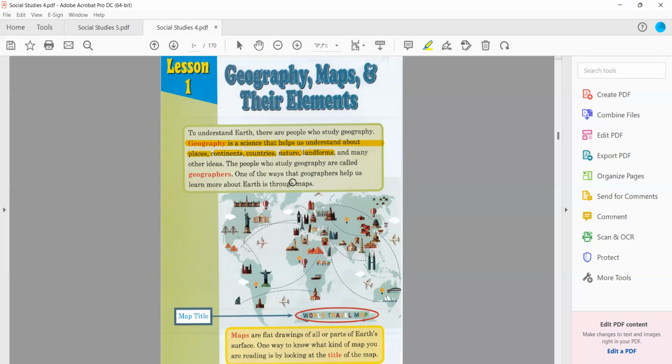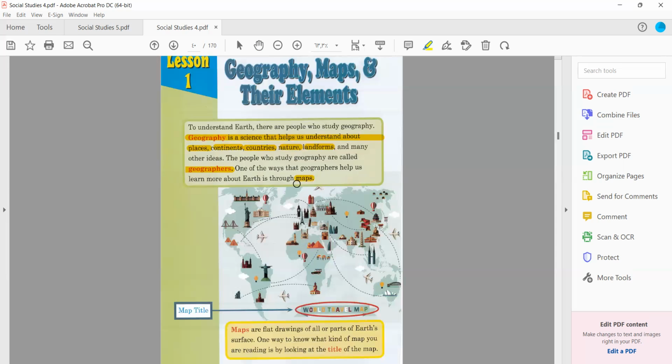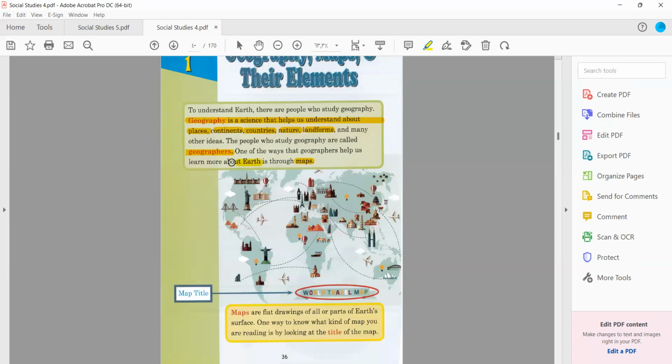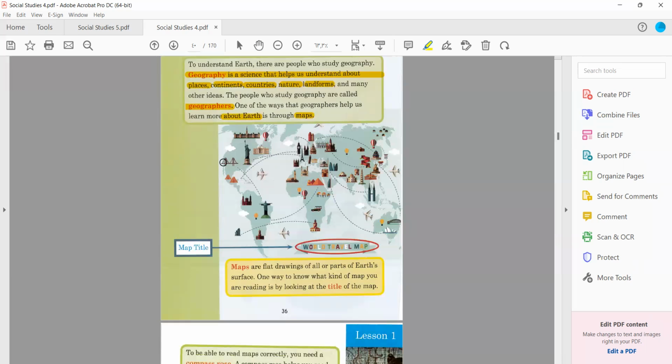The people who study geography, we call them geographers. So anyone who studies maps and geography is called a geographer. One of the ways that geographers help us learn more about Earth is through the maps. So we can learn about Earth through the maps. Here we have an example of a map. This is the map of the world.